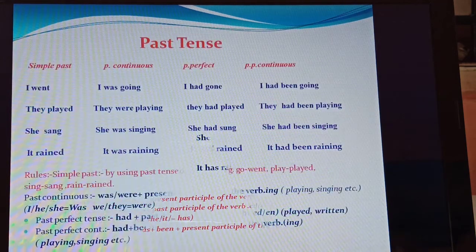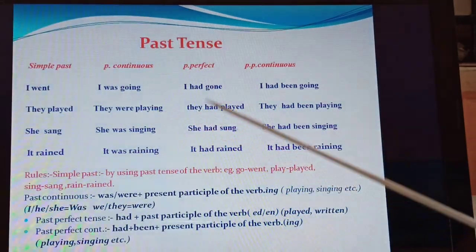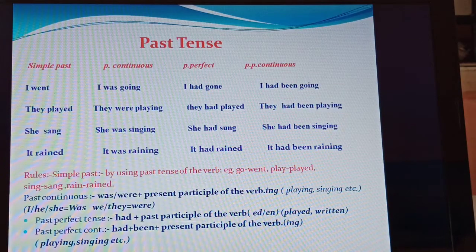Let's move on to past tense. In past tense also there are four parts: simple past, past continuous, past perfect and past perfect continuous.